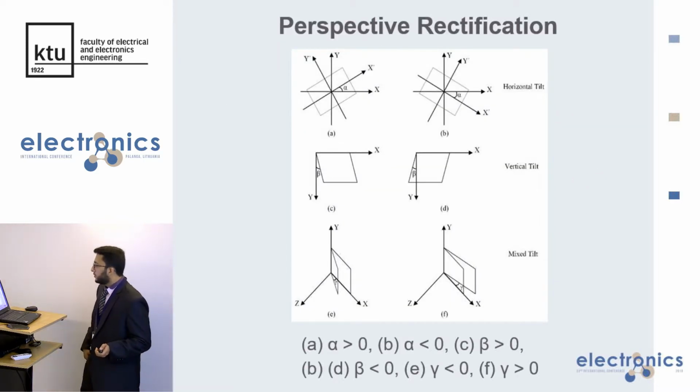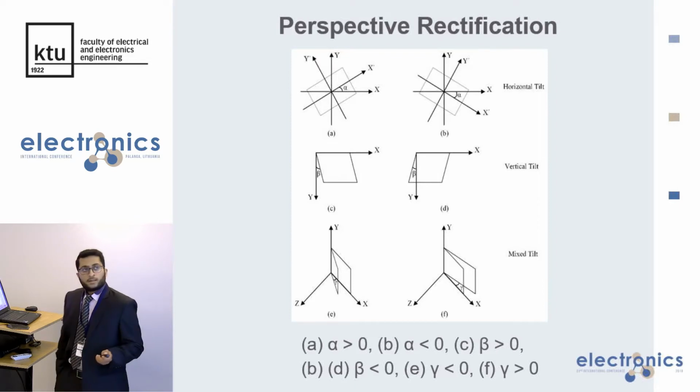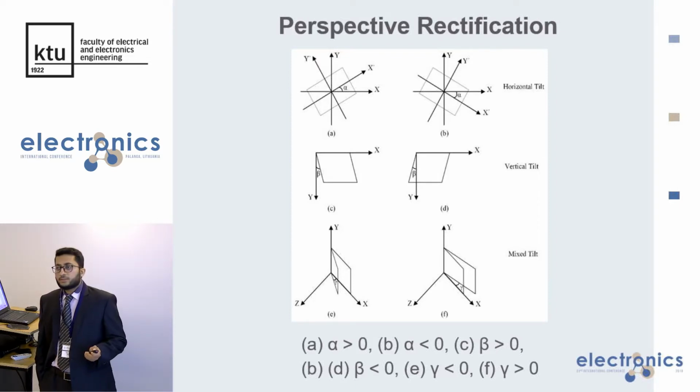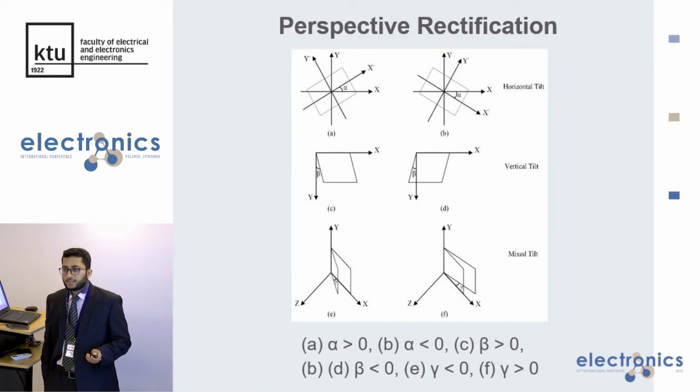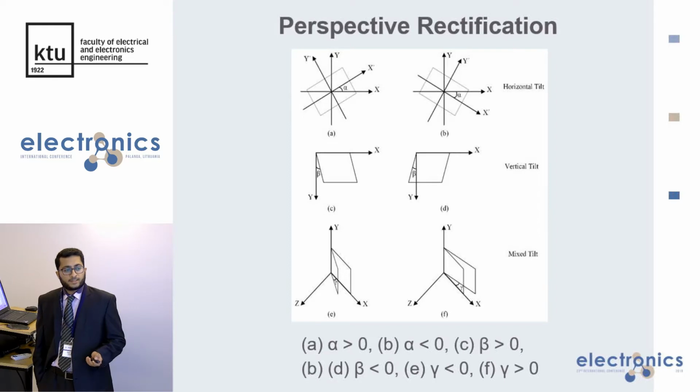Here we can see an example of a horizontal tilt where the angle alpha is greater than 0. Here the angle alpha is less than 0. Here we have the license plate tilted in a vertical direction, so we have beta greater than 0, beta less than 0. Similarly, here is an example of a mixed tilt.